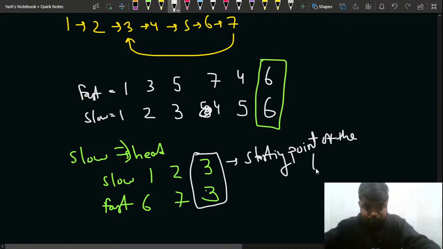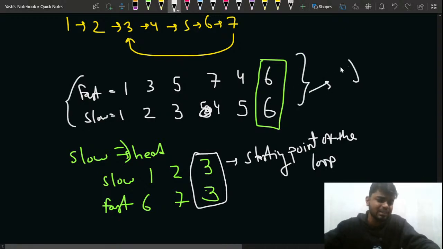And if it happened that my slow and fast were never the same, in that case I would have returned a null, right? Is this much part clear to everyone? Then we'll proceed further. Okay, let's proceed further in this question.